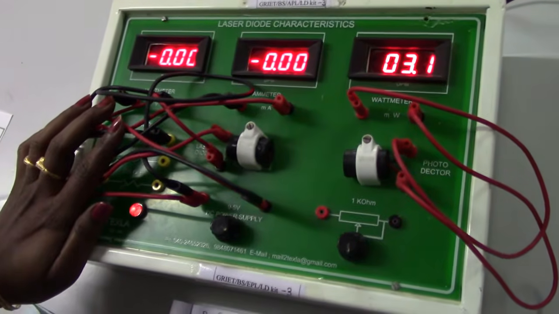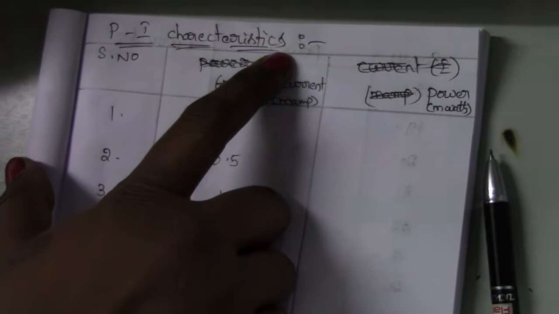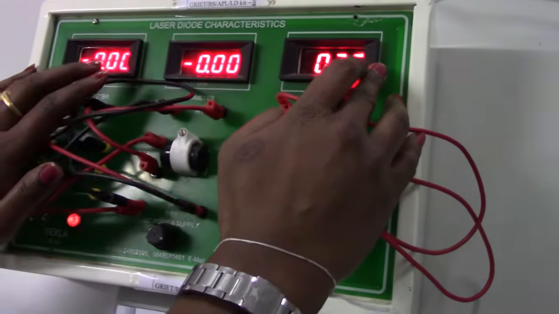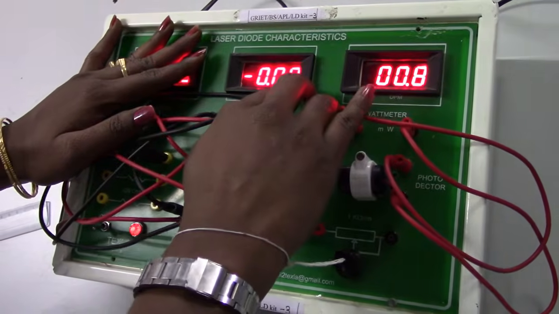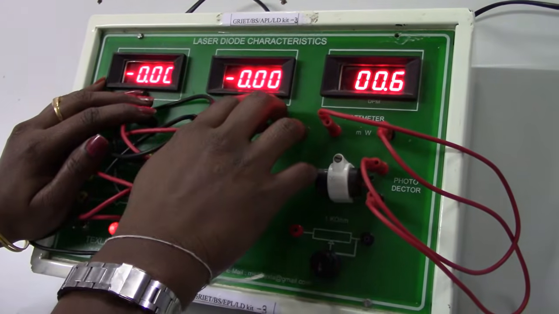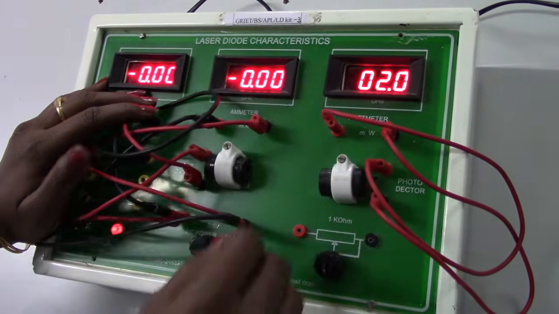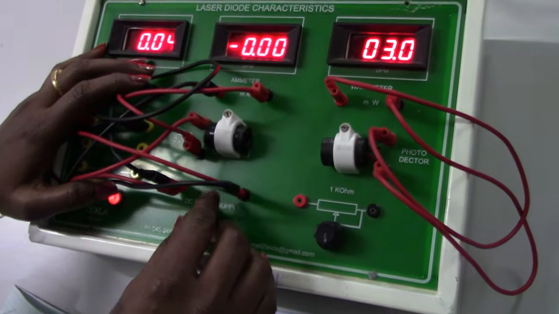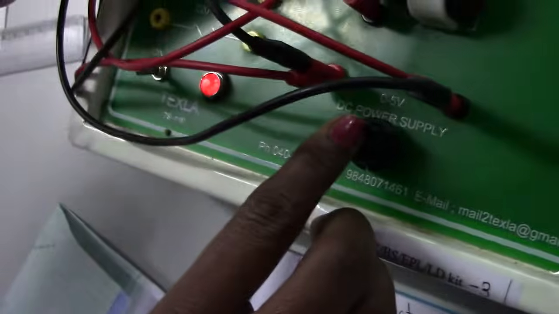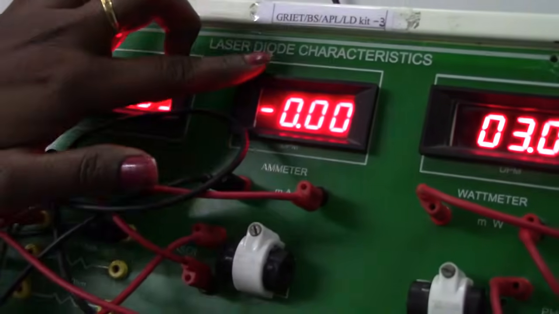Now we will take the PI characteristics, the power versus current characteristics of the laser diode. We will measure current as usual with the help of the same ammeter, and power with the help of a wattmeter. So how to take the current readings? Earlier you measured voltage versus current. When measuring that, you rotated the DC battery eliminator knob. By rotating this knob, you varied the voltage and noted down the current flowing through the diode.